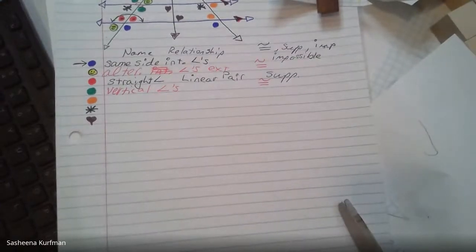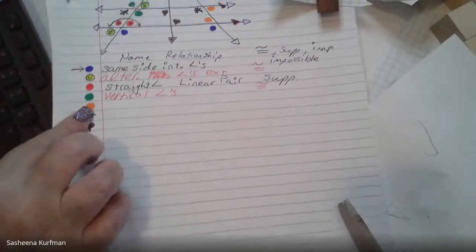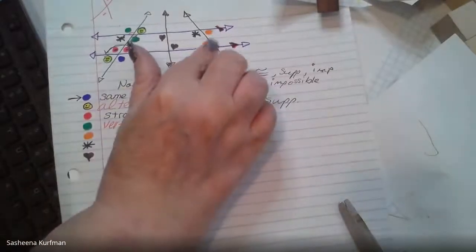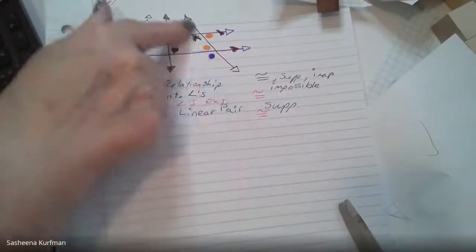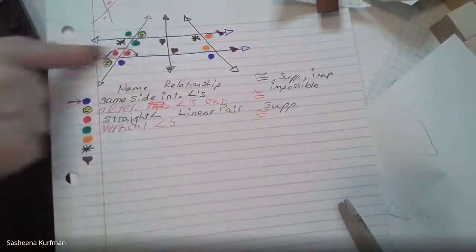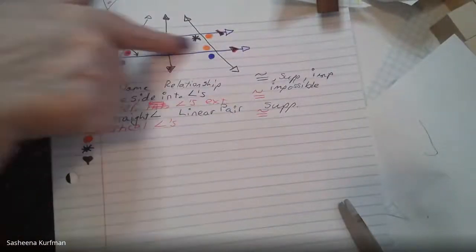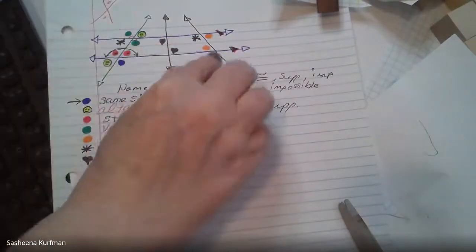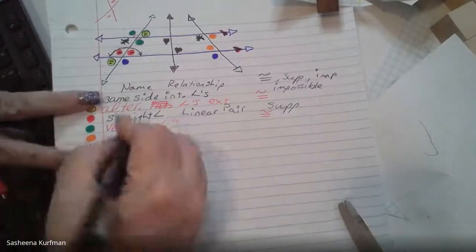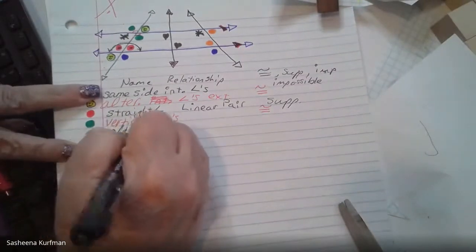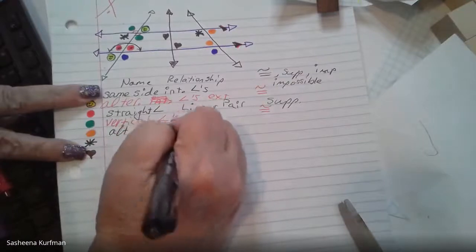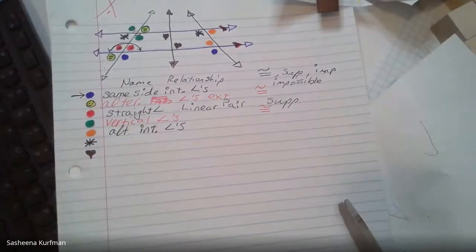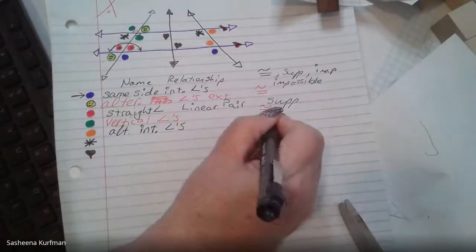Now, this next angle relationship is the orange dots. The orange dots are over here. Notice that they're created by this line and our parallel lines. They're also between the parallel lines, which means they're interior angles, and they're on different sides of this line. So these are the alternate interior angles. And because these two lines are parallel, those angles have to be congruent.